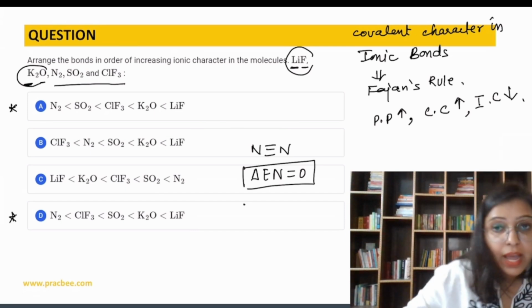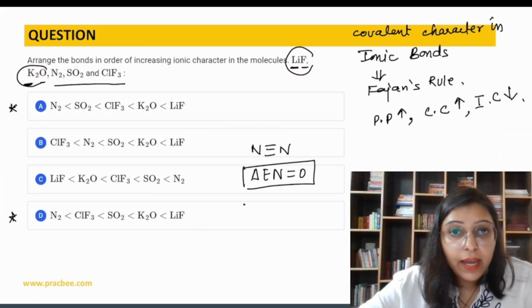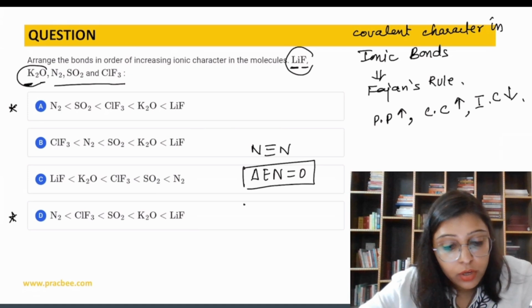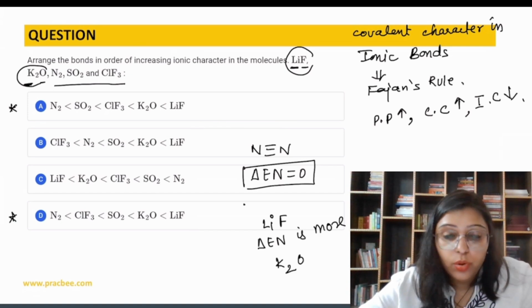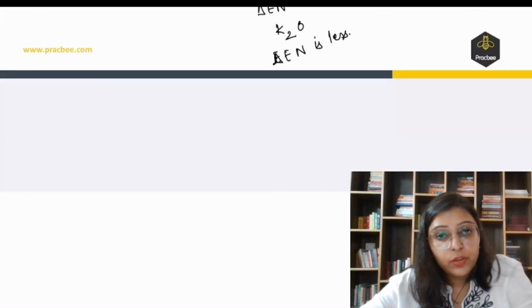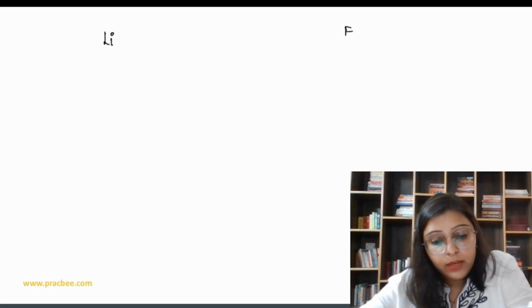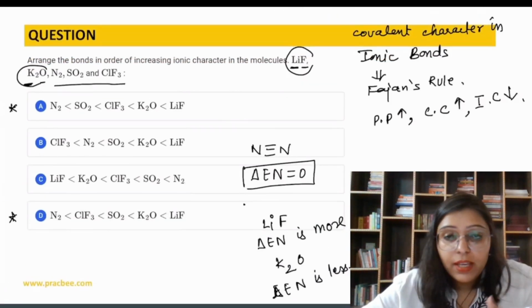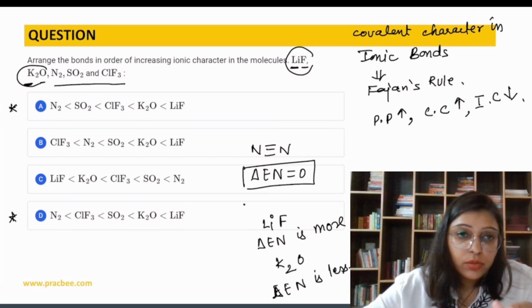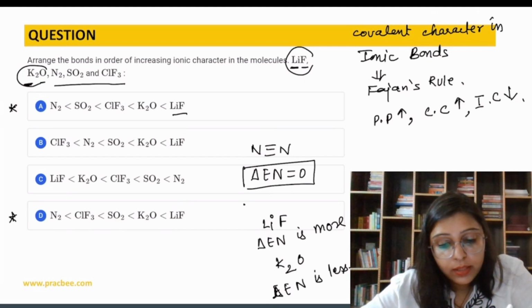Now we have to check which one has more ionic character, LiF or K2O. So see, in LiF, obviously the electronegativity difference is more in comparison to K2O. In K2O, the electronegativity difference is less. Why? Because we have lithium and fluorine, then we have potassium and oxygen. Down the group, electronegativity decreases, right? So if we have more electronegativity difference, then the bond is going to be more polar. So LiF is more polar than K2O.